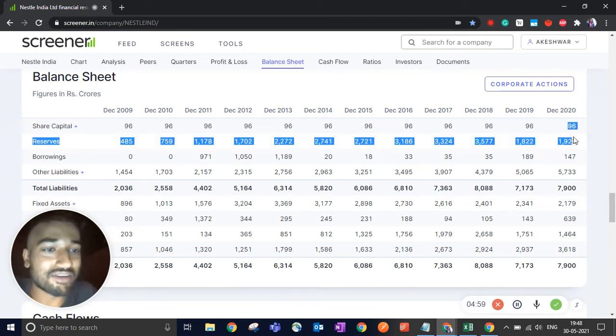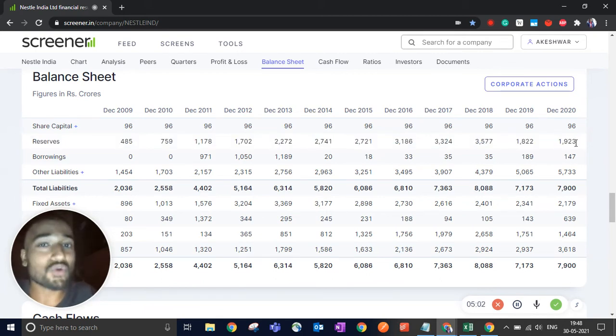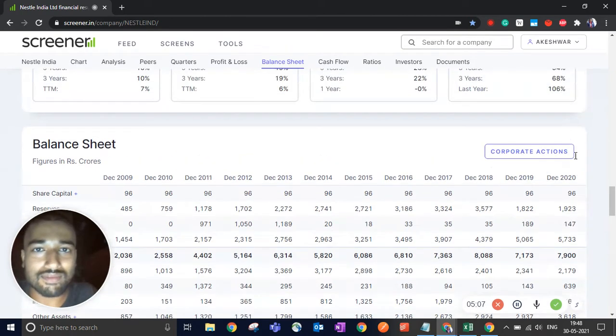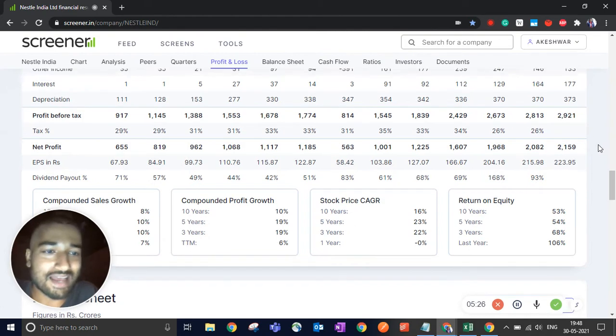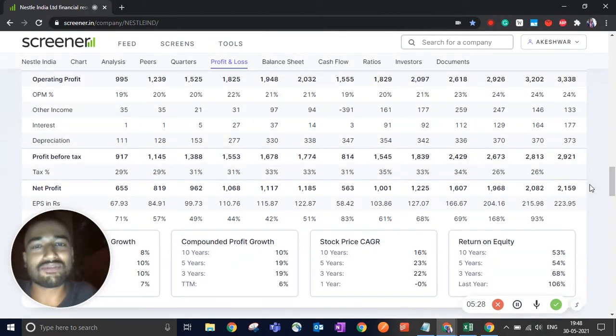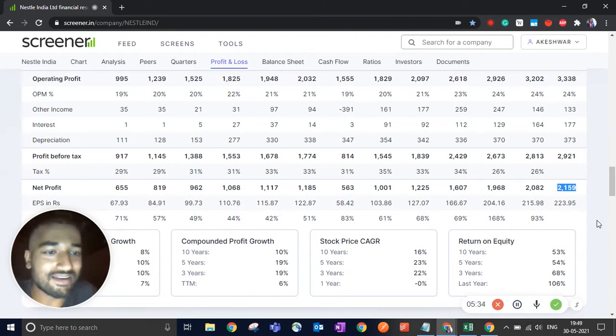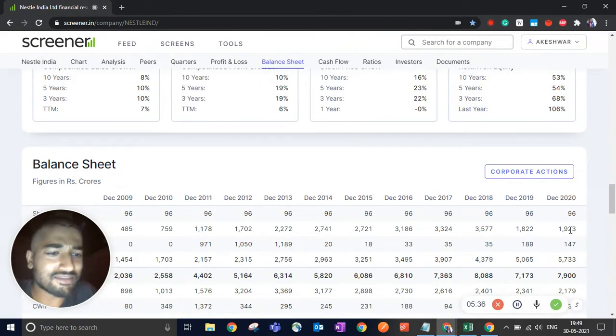Here they have an equity of 2000 crore rupees, and they have a borrowing of 147 crore rupees. Similar to our example, in our example, net profit was 50,000 rupees. If you are finding it a trouble to recall, I would say that please rewind the video, watch it again from the beginning. So in our case, the profit was 50,000 rupees, and in Nestle's case, it is 2,159 crore rupees. So for Nestle, return on equity will be 2,159 divided by 96 plus 1923.